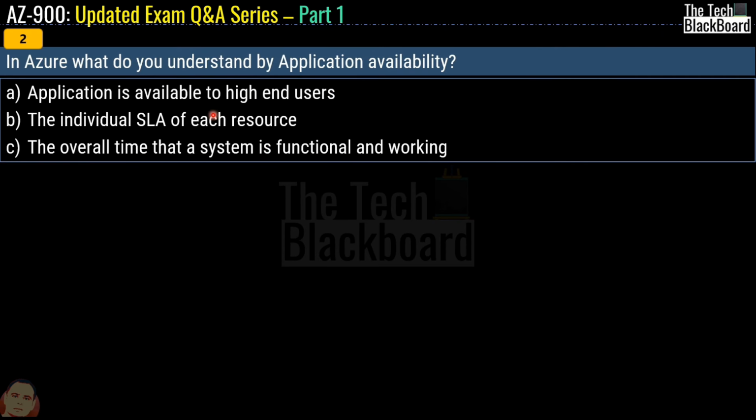Moving ahead with question number 2, it says that in Azure, what do you understand by application availability? Your options are application is available to high-end users. The second option is the individual SLA of each resource, or does it mean the overall time that a system is functional and working? The correct answer for this question is option C, and that means that application availability means the overall time that a system is functional and working.